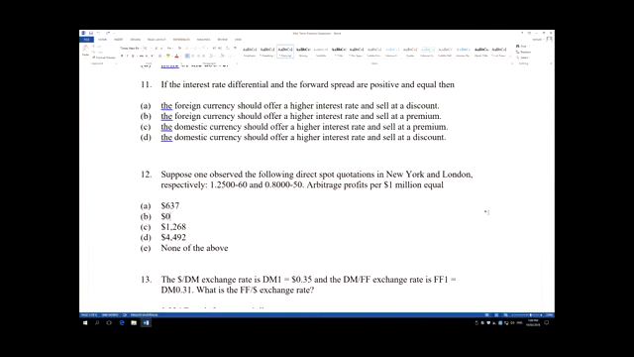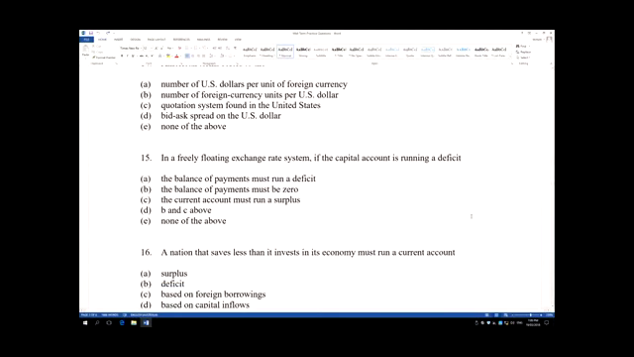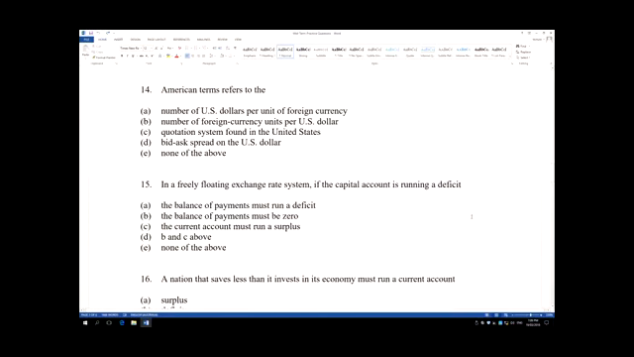Okay, number 14. American terms refers to what? A, B, C, D, E? We didn't talk about this very much in class, but we can quote in terms of different currencies. We could take Australian dollars per euro, or euro per Australian dollar. There are quotes called American quotes and European quotes. An American quote is the number of US dollars per unit of foreign currency. It's just a definition of how the quote is given.